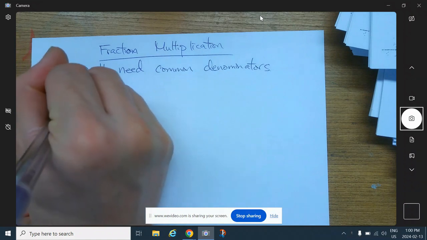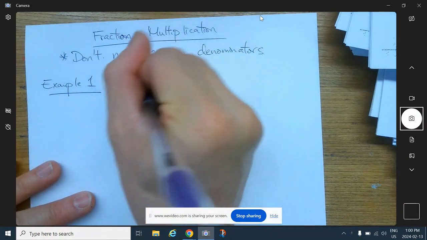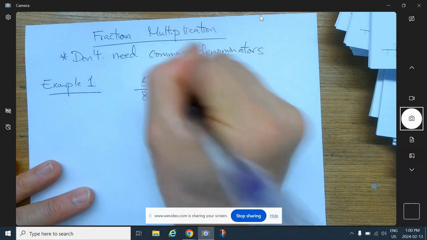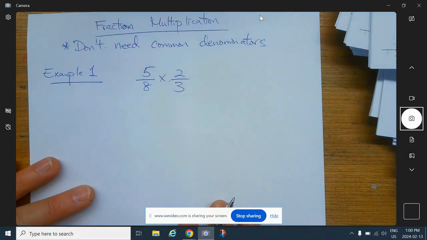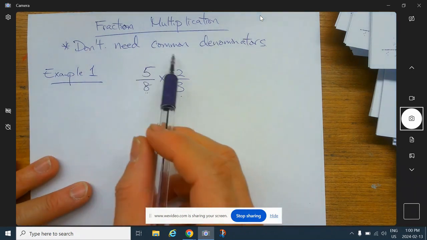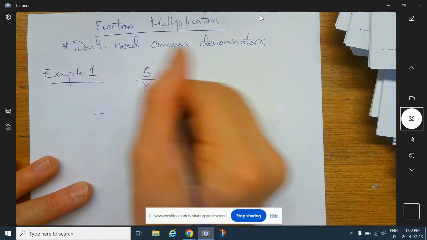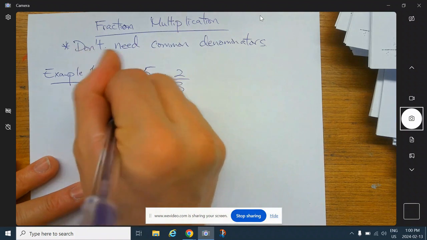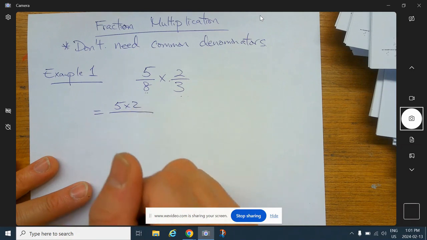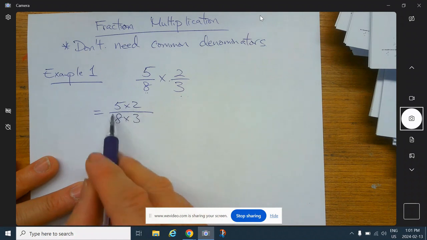Example one. Let's just say I have 5 over 8 times 2 over 3. For multiplication, you can see it's a different denominator, but we're doing multiplication, so we don't need to worry. What you do is your top number times top number, 5 times 2, over your bottom number times your bottom number, 8 times 3.